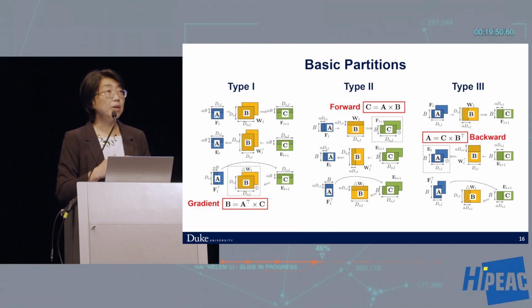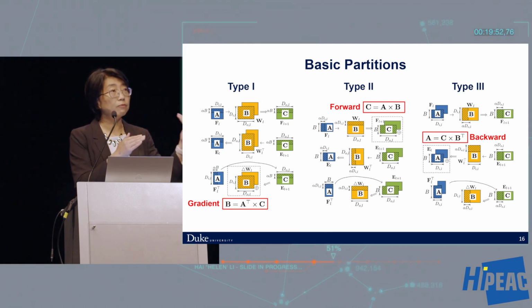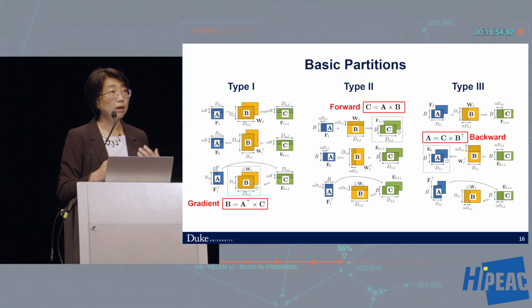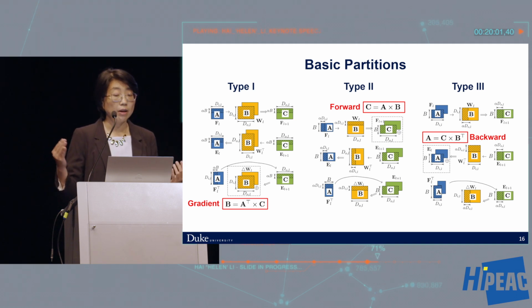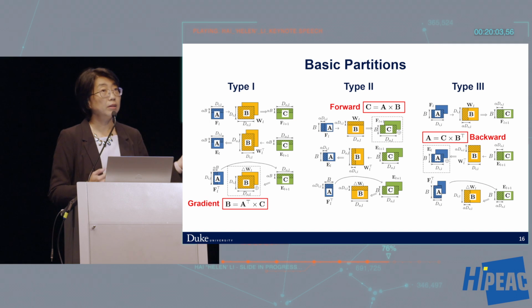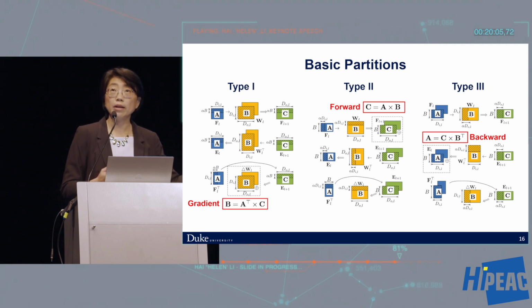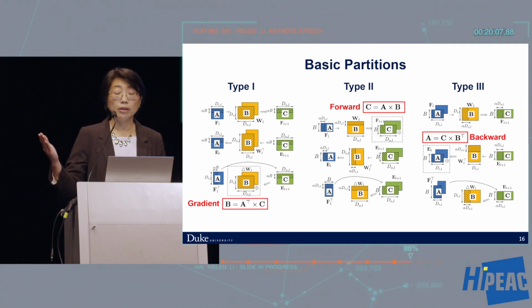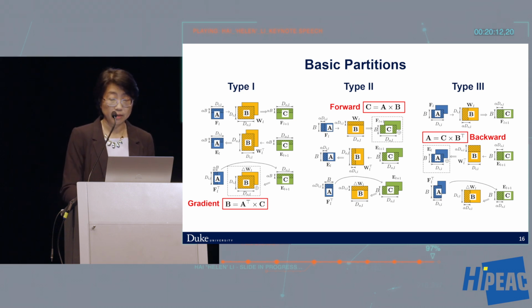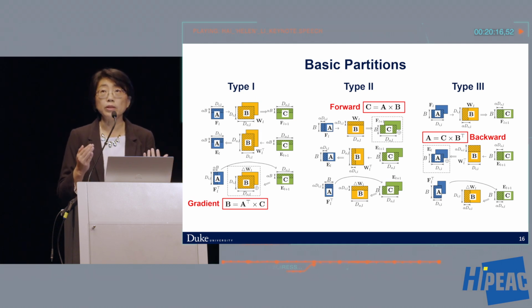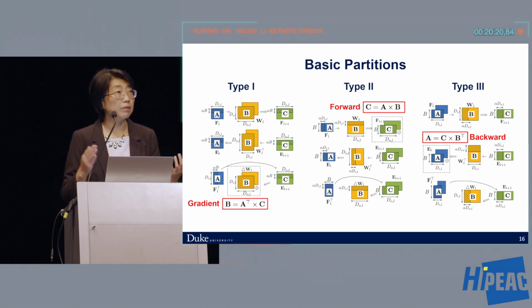I mentioned previously there are 3 paths: forward, backward, and gradient calculation. So in fact, it corresponds to 3 types of partitions. Type 1 here is based on the gradient calculation, and type 3 is according to the backward calculation. So what does this mean? It means the use of the accelerators, according to the data allocation, represents a different pattern.